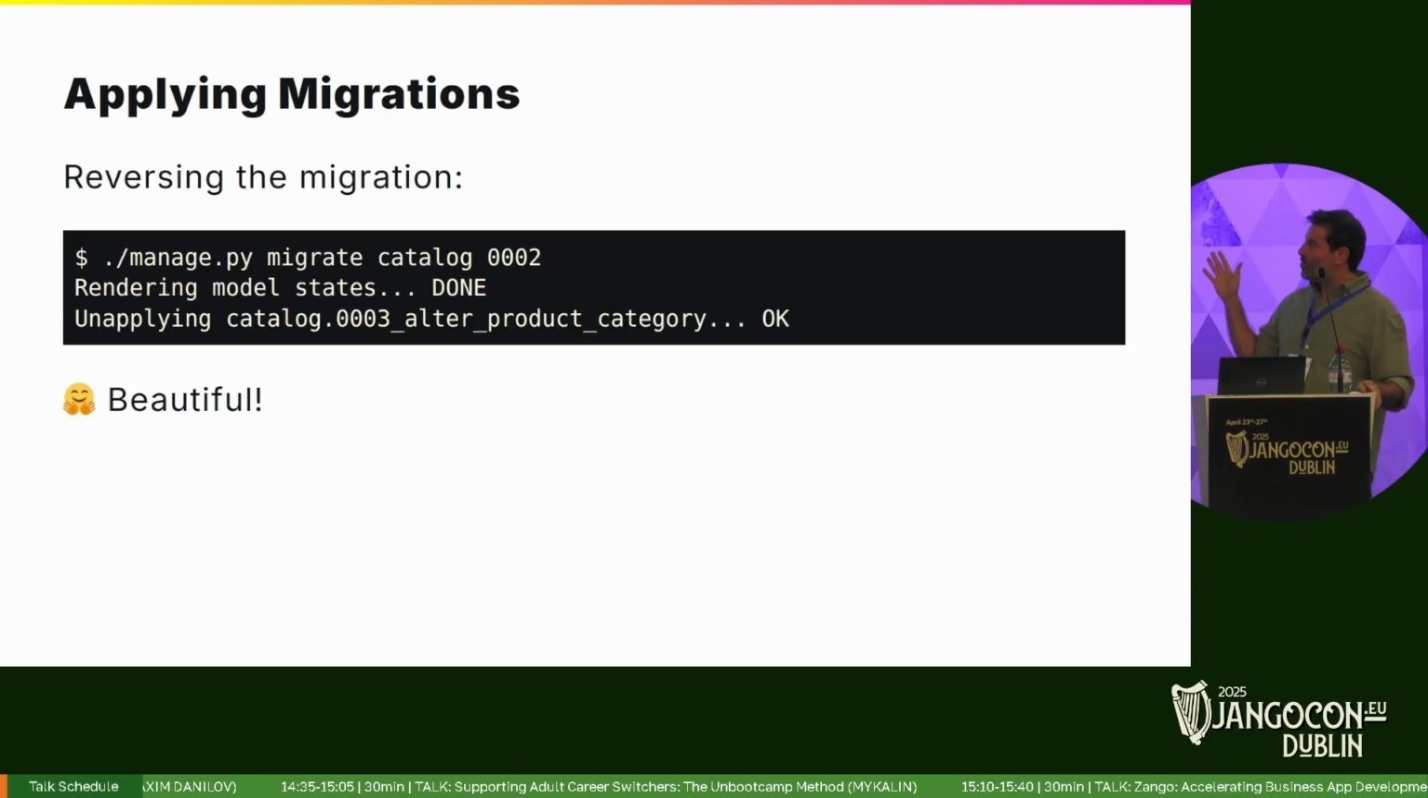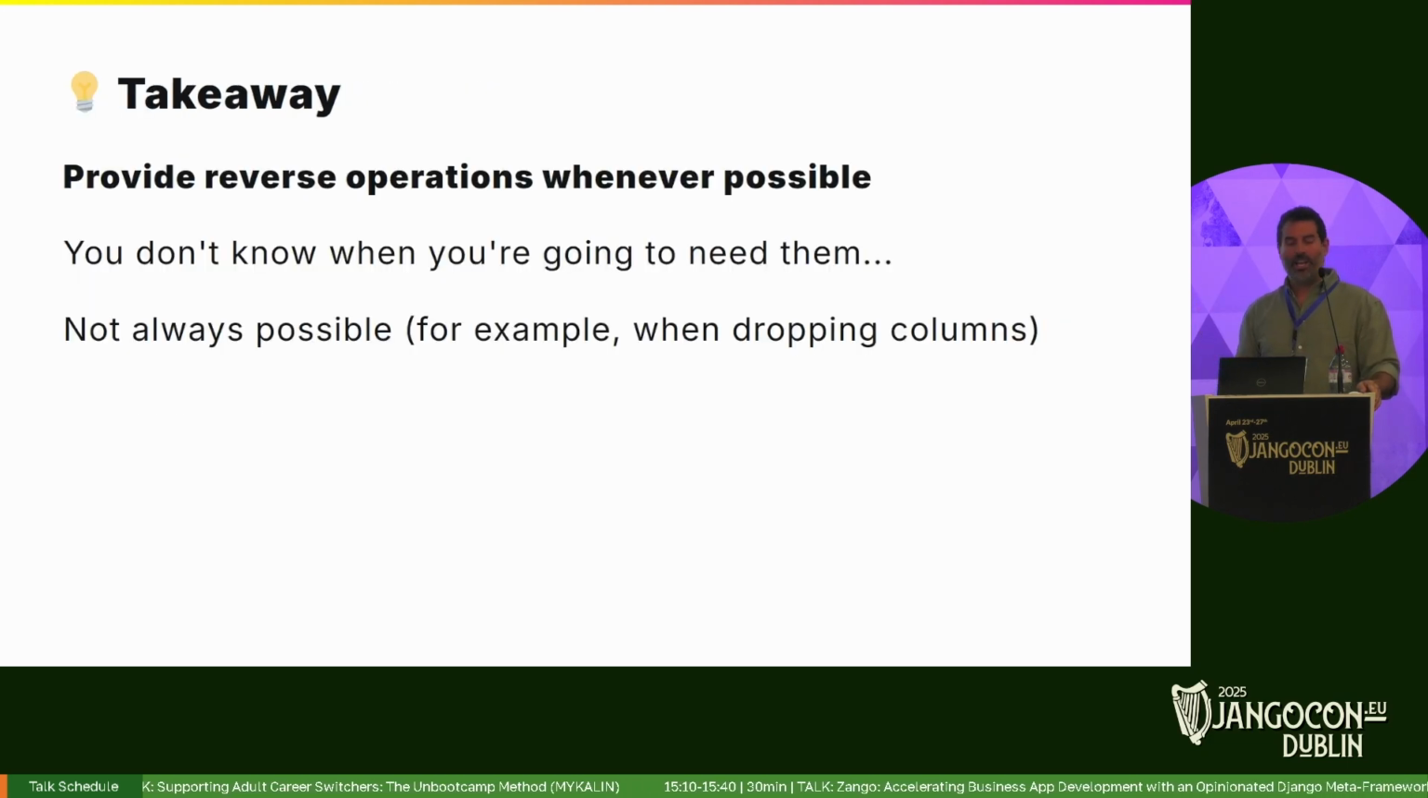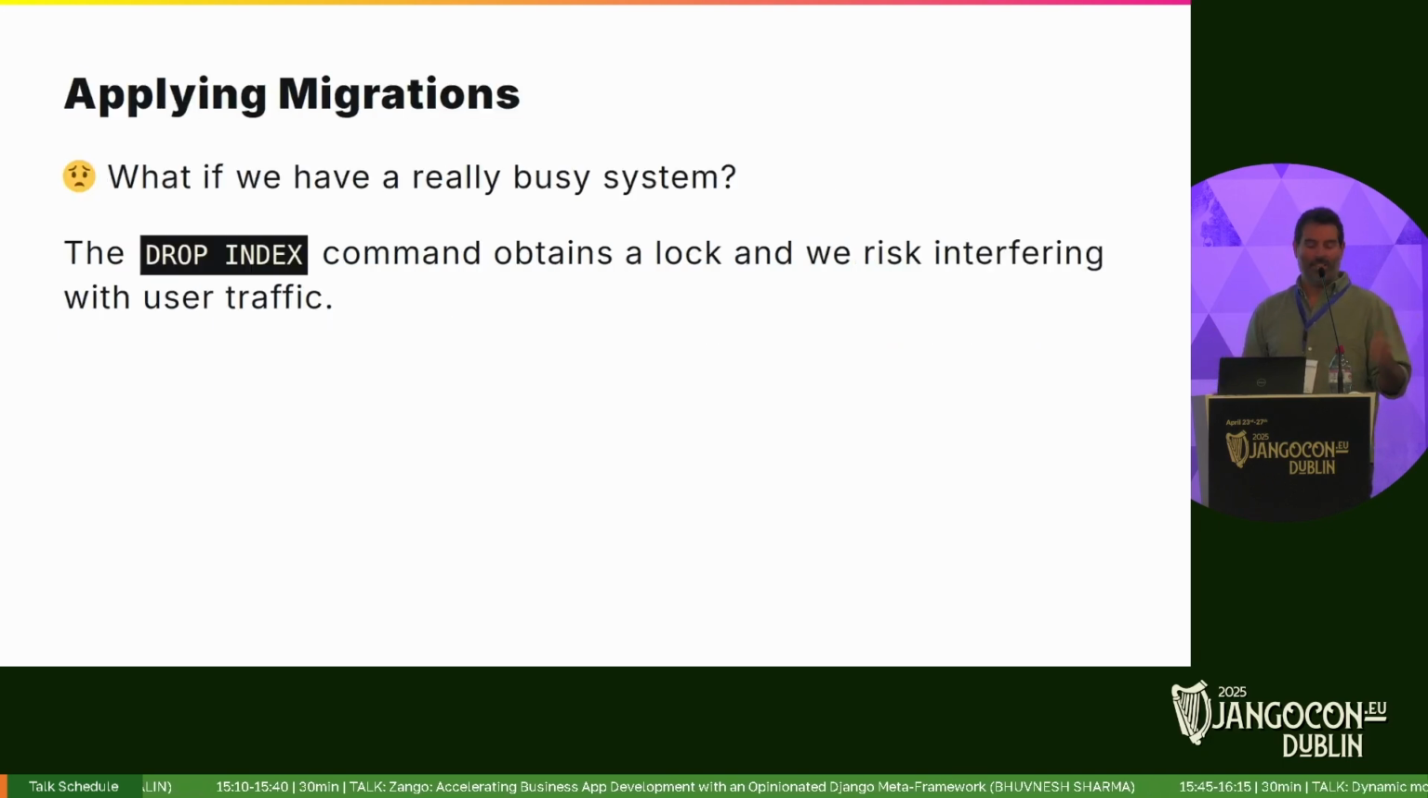So if we want to reverse the migration now, we can see that it's working. Beautiful. So the next takeaway, whenever possible, provide reverse SQL to any operation. Who knows when you're going to need it?